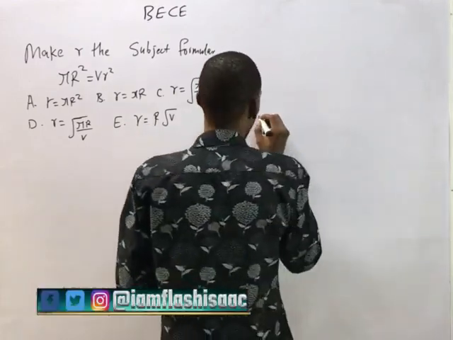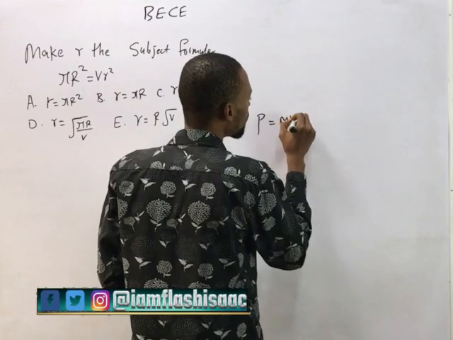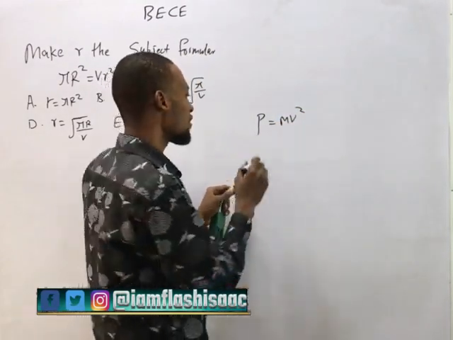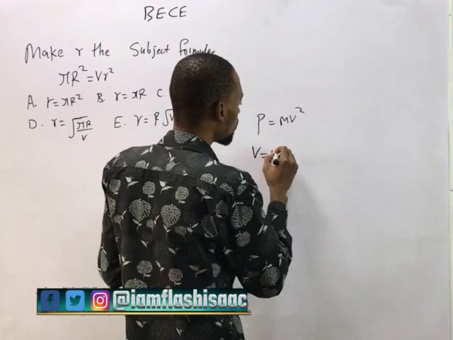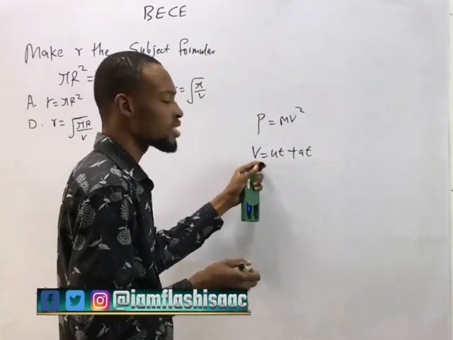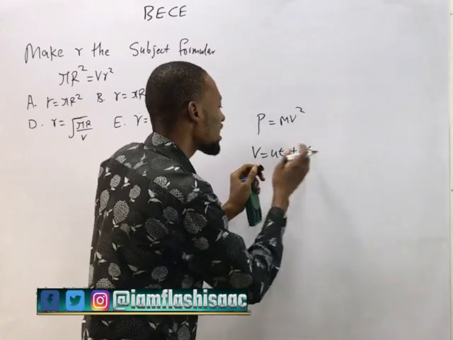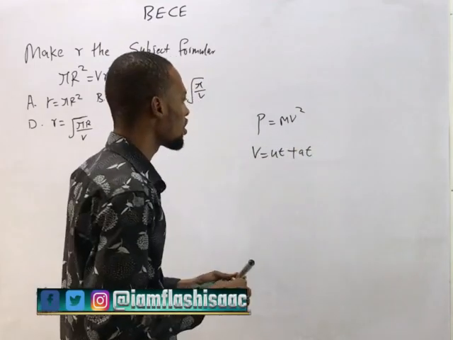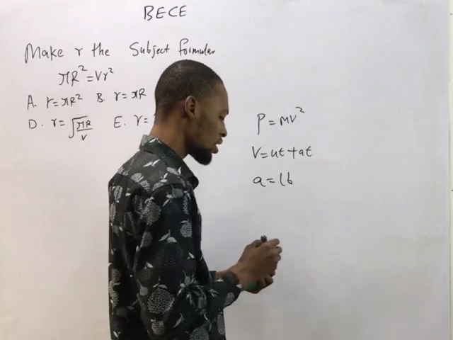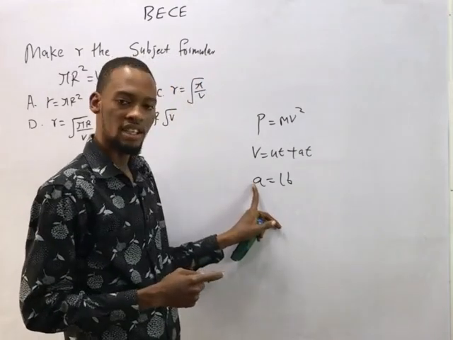So if I give you P is equals mv square, the subject here is P, right? If I say V is equals u plus at, the subject here is V, so it's that single variable that every other thing is equal to. Now, if I say area is equals length times breadth, LB, the subject of the formula here is A.